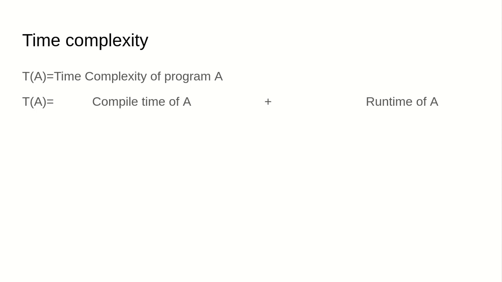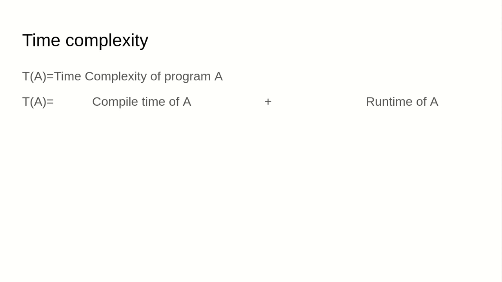Now what is the time complexity? Time complexity of a program: TA represents the time complexity of a program A. Time complexity of a program is nothing but the compile time of program A plus the run time of program A. Compile time depends upon the software, that is, which language is used to develop the program, and run time depends upon the processor or hardware.